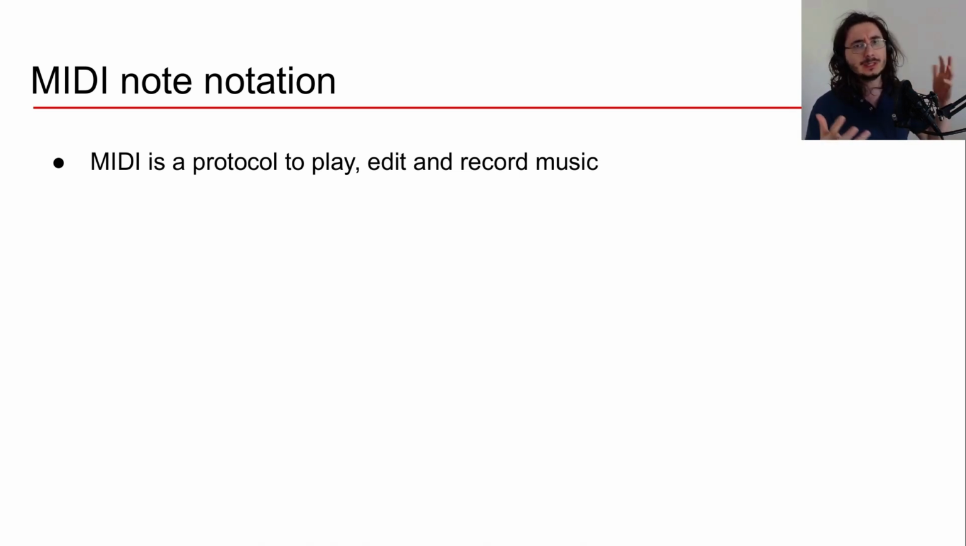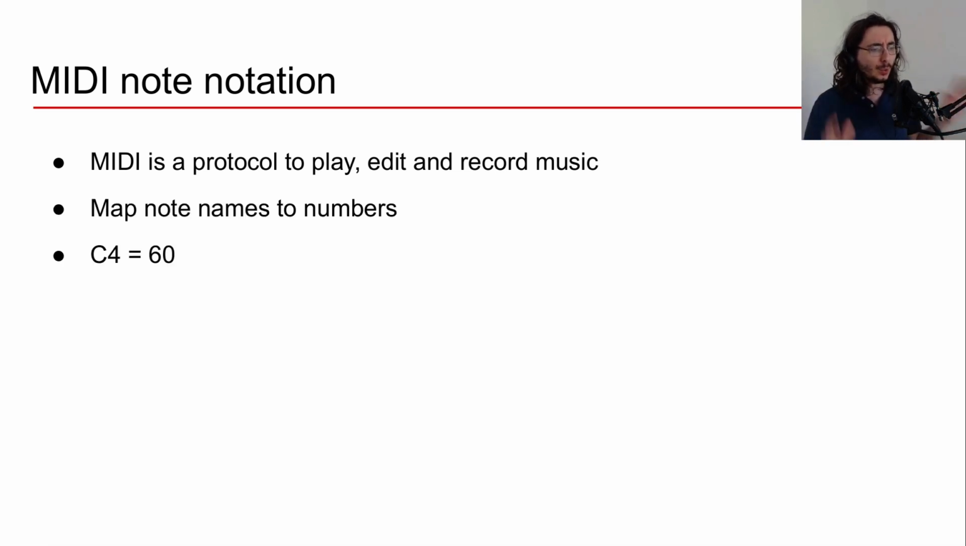And so the way MIDI handles that is by using some integer mappings. So basically all the note names are mapped to certain numbers, integers to be specific. And if we take the middle C, which is the C at the center of the piano keyboard, that's mapped onto the integer 60. Good.